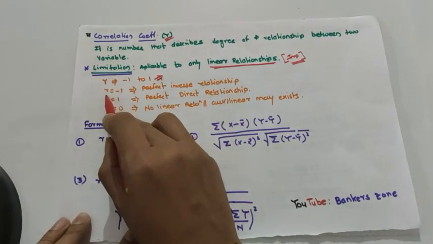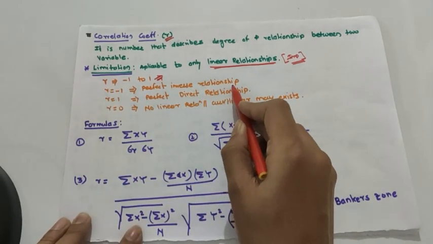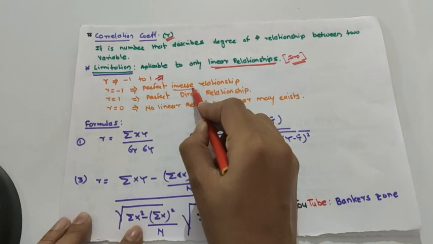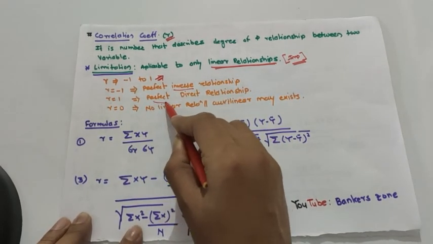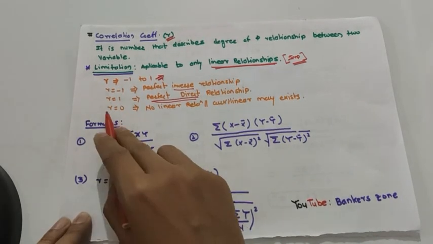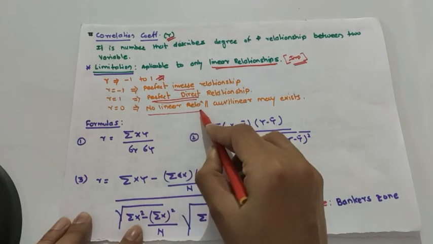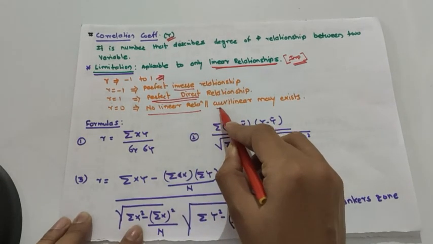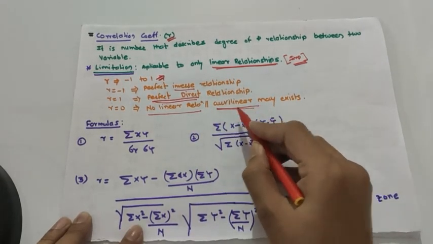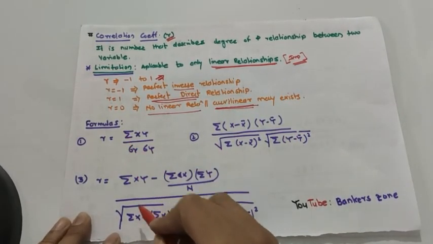Now friends, when r is equal to minus 1, that means this is a perfect inverse relationship. When r is equal to 1, it is a perfect direct relationship. When r is equal to 0, there is no relation, or we can say a curvilinear relation may exist. There are three formulas to calculate r.